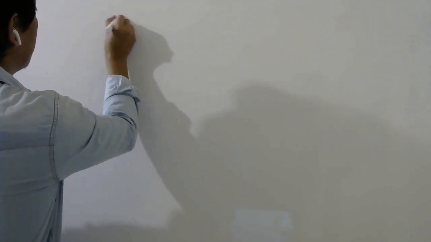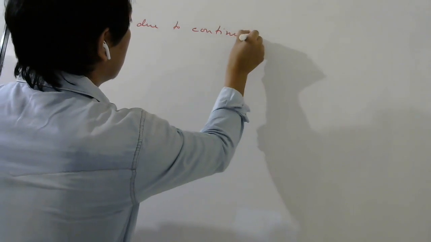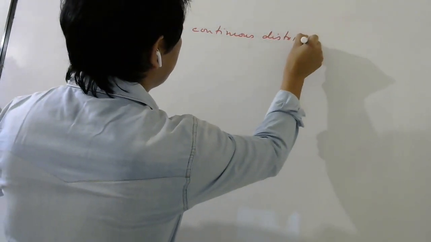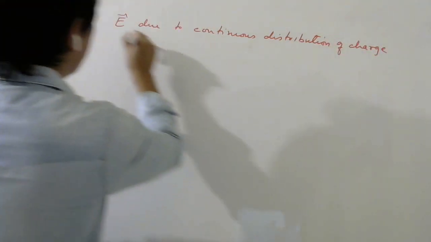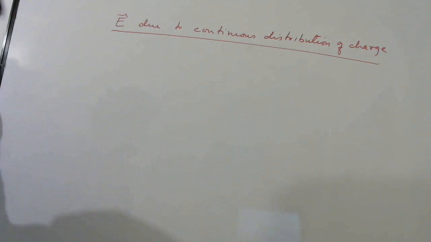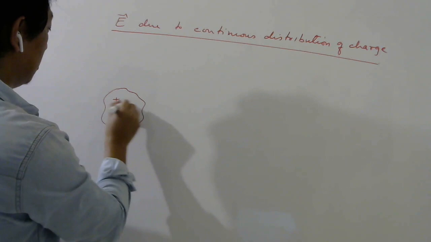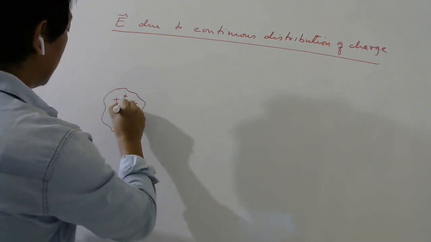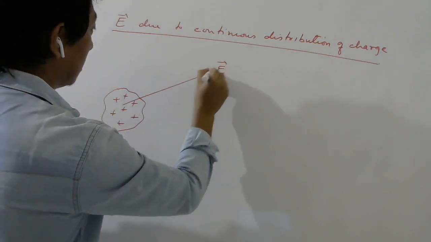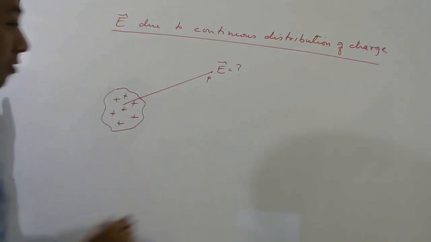So now how will we calculate electric field due to continuous distribution of charge? For entrance exam this is very important. Electric field due to continuous distribution of charge. So imagine I have some distribution of charge and I want electric field at some distance, here, due to this distribution. Now you cannot use this formula.